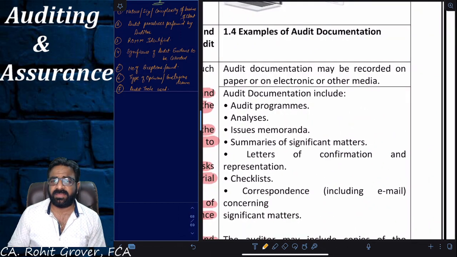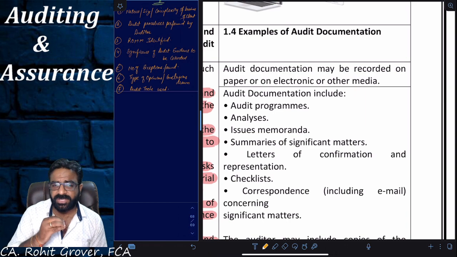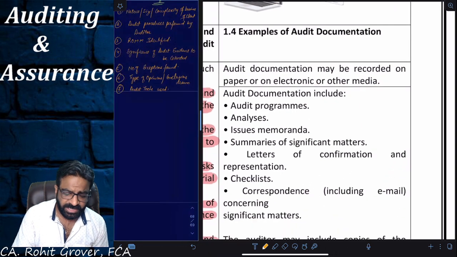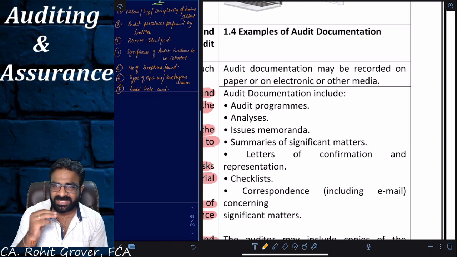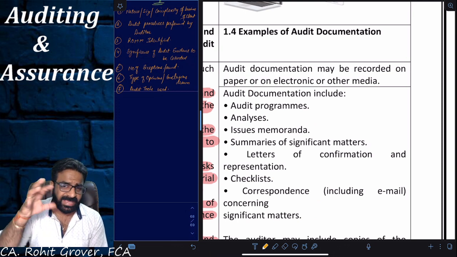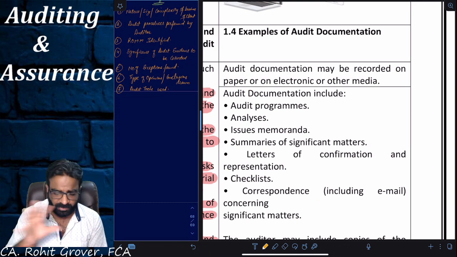Tell me one thing, everyone. What is the definition of audit documentation? I told you. Audit documentation generally includes my 3 things. What are the 3 things? Evidences which I collected. Point number 2, conclusions which I have drawn. Point number 3, procedures and techniques which I am following. It means our examples also should be related to that only.